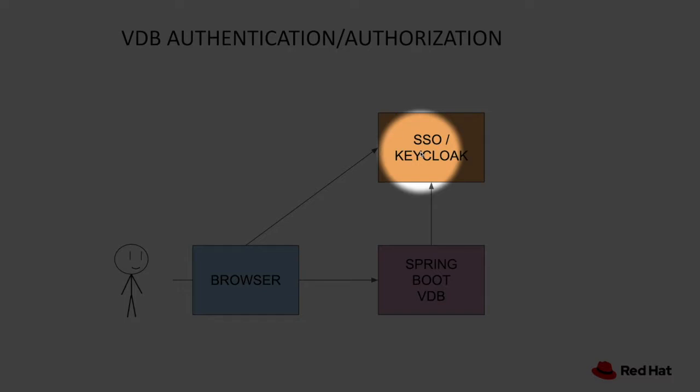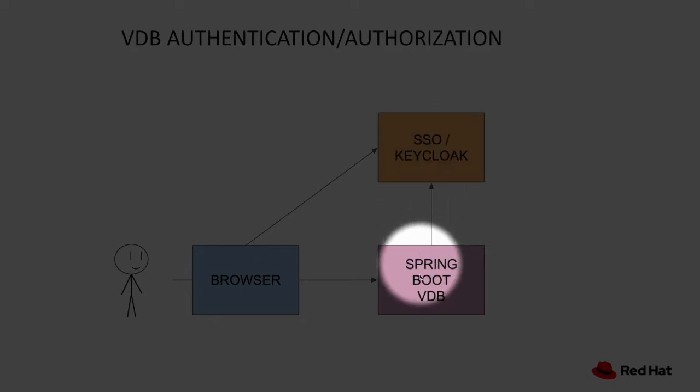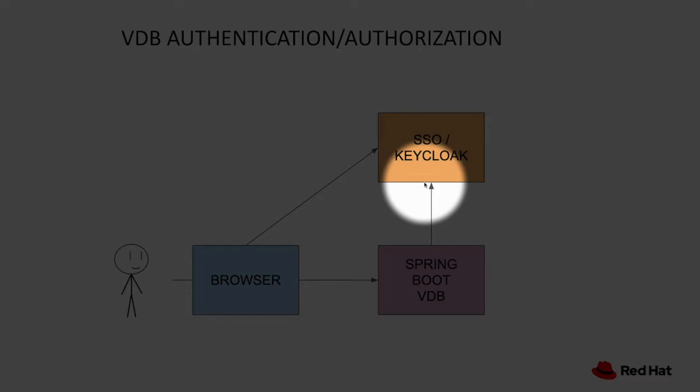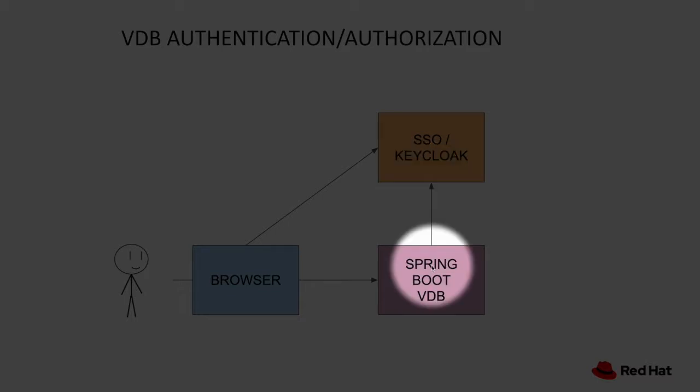The server then authenticates the user. If authentication is successful, it will redirect the request back to the Spring Boot application. Spring Boot is going to retrieve a token from the Keycloak server, which contains permissions for the user. And then Spring Boot will check the permission and allow or disallow a user to access the resource being requested.